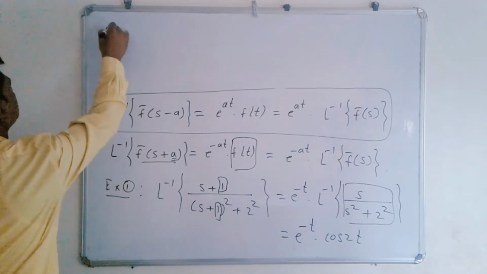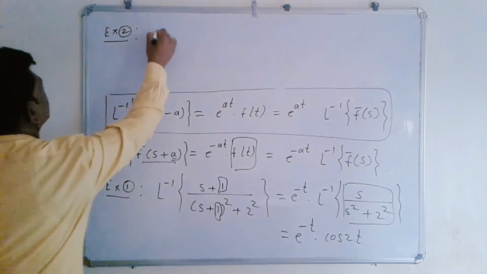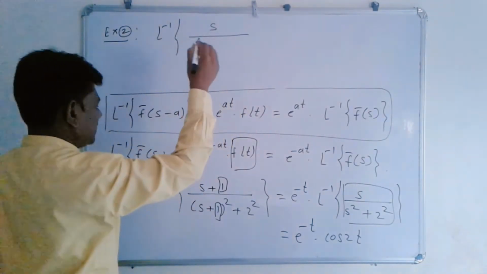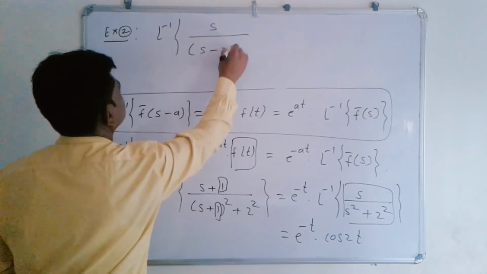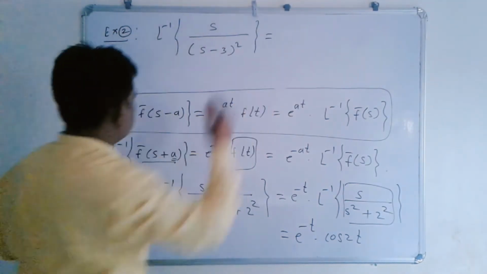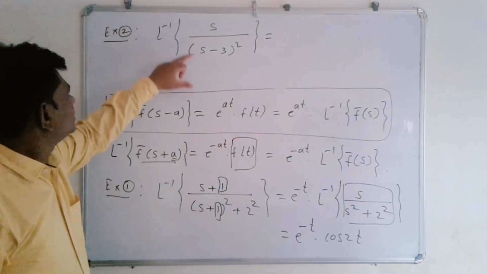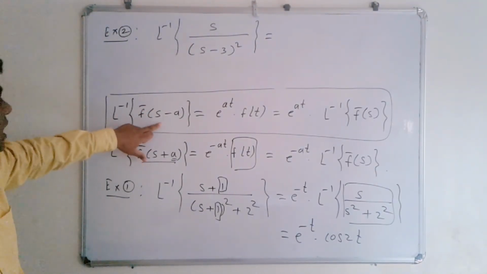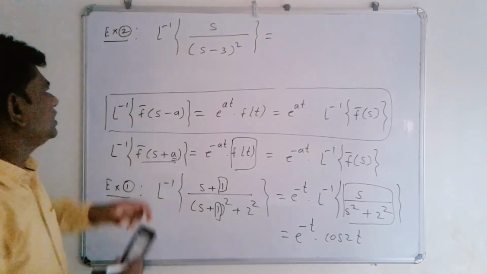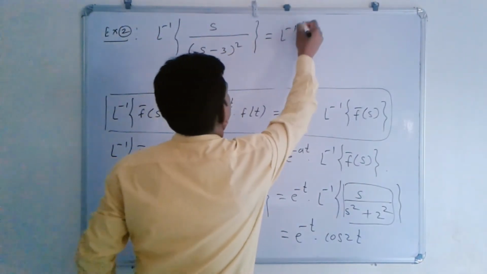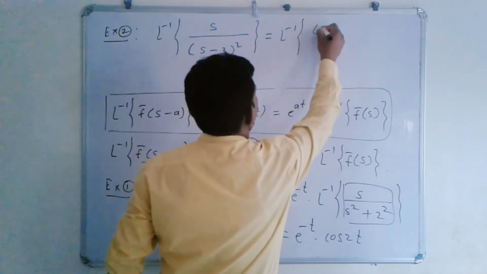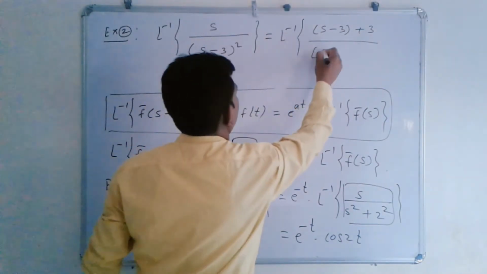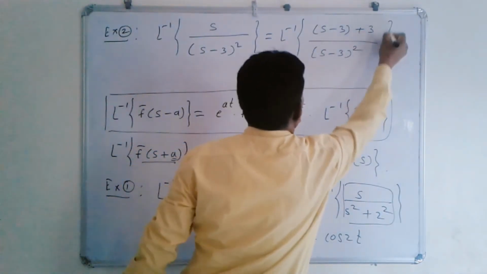Now example 2, inverse of s upon s minus 3 whole square. Now we write this function is in the form of f bar s minus a. For this we write L inverse of s, now we write s minus 3 plus 3, that means s upon s minus 3 whole square.